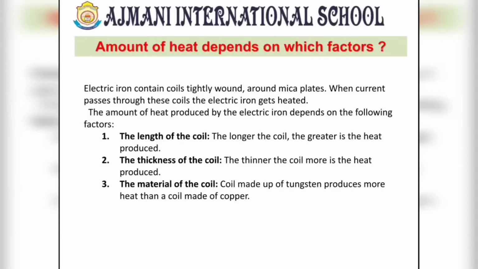The thickness of the coil: the thinner the coil, the more heat will be produced in the appliance. The material of the coil: if the coil is made up of tungsten, it will produce more heat as compared to copper. So, these are all the factors which decide the amount of heat being produced in a particular electrical device.